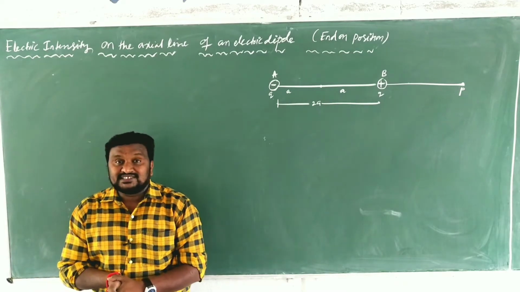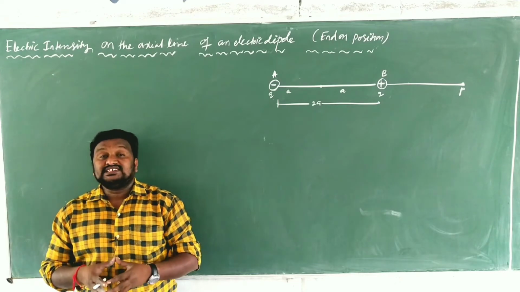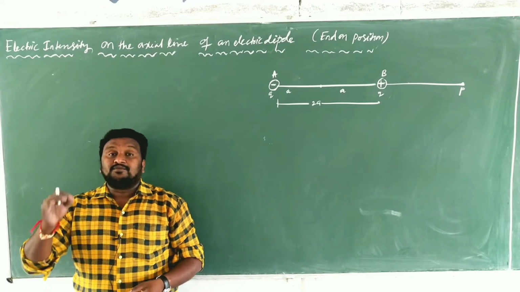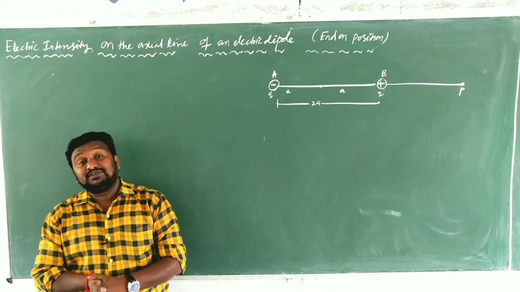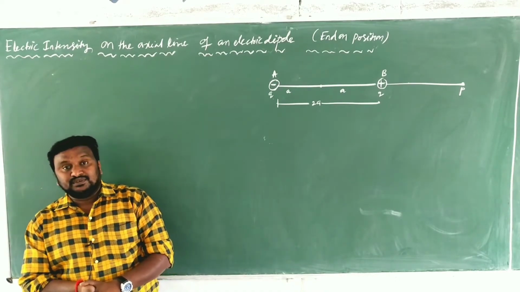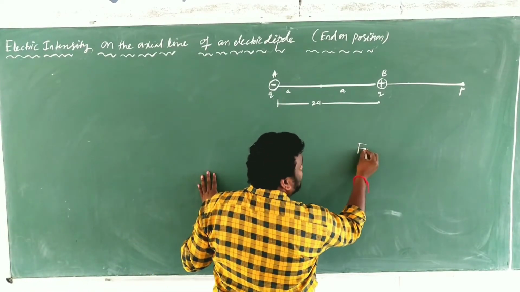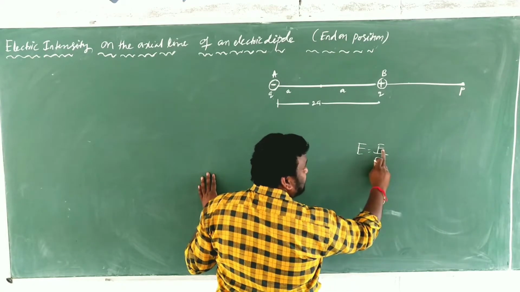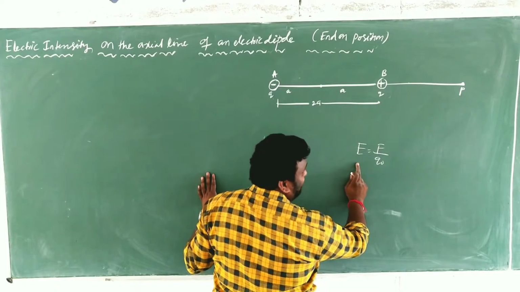What is electric field intensity? The force experienced by the charge when it is placed in an electric field is called electric field intensity. Clear children? So already you have some idea about this. Electric field intensity equation is what? E is equal to F by q naught, the force experienced by unit positive charge when it is placed in an electric field.